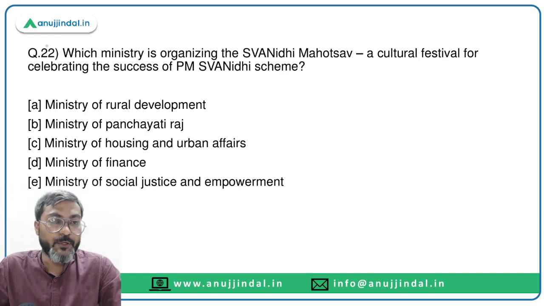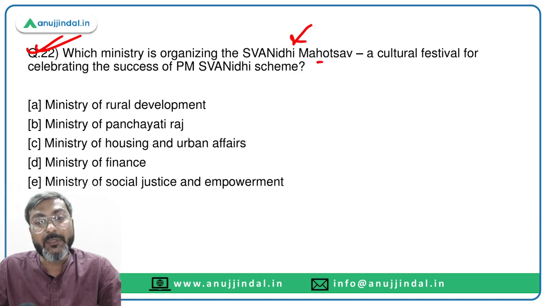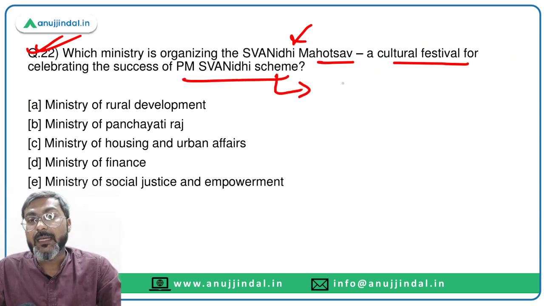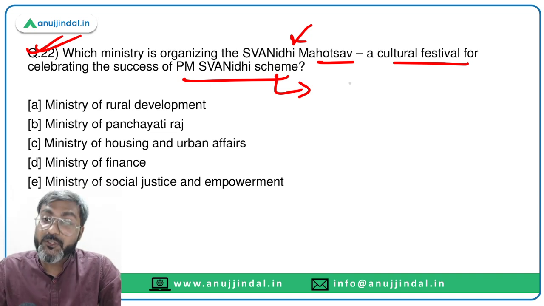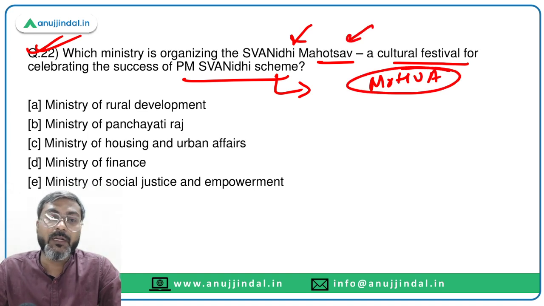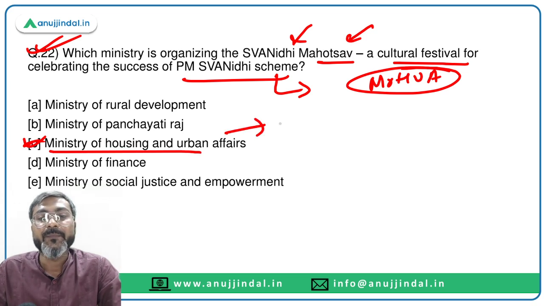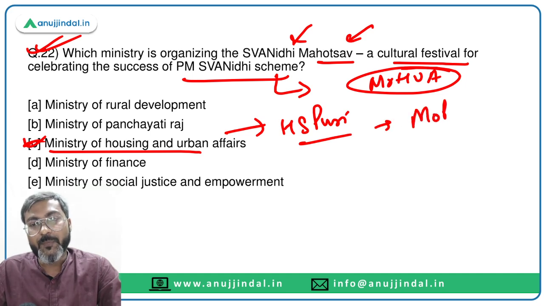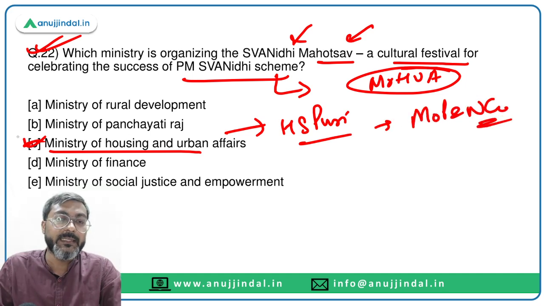And guys, the last question for today, but not the least, which ministry is organizing the Swanidhi Mahotsav, a cultural festival for celebrating the success of PM Swanidhi scheme? Now, if you know which ministry is implementing this scheme, you can easily answer this question. The scheme is being implemented by Ministry of Housing and Urban Affairs, and therefore the Swanidhi Mahotsav has been organized by Ministry of Housing and Urban Affairs. Option C is the correct answer, and this ministry is headed by Mr. Hardeep Singh Puri, and he is also the Minister of Petroleum and Natural Gas. Alright, option C is the correct answer.